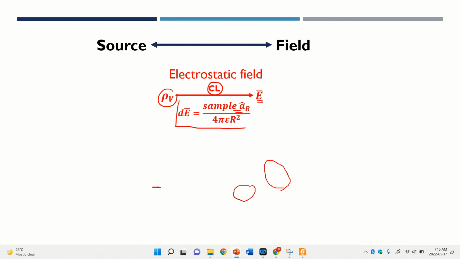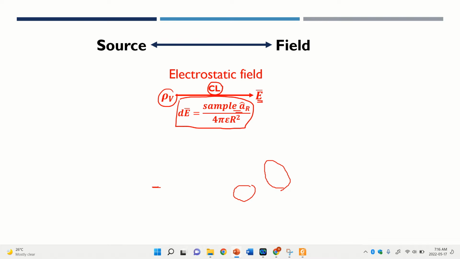In order for us to calculate the electric field intensity from the source, it will be the source multiplied with the unit vector from the source to the point of the electric field intensity, over 4 pi epsilon r squared. So this is what we have learned before.